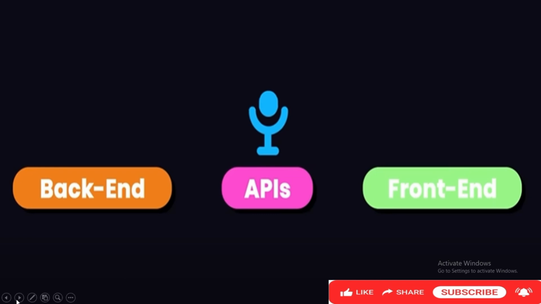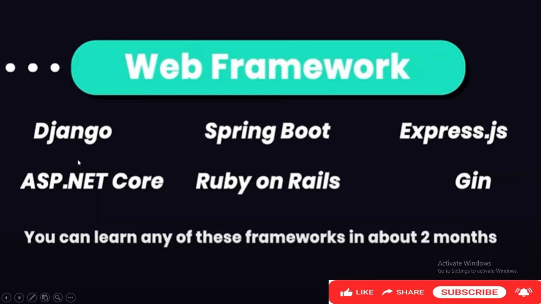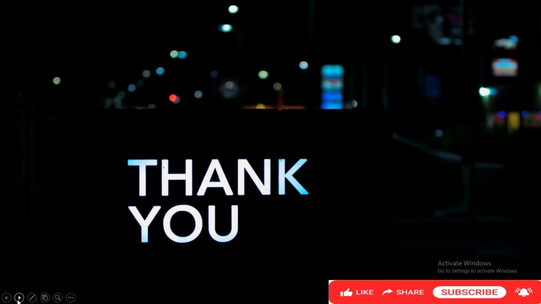Now, if you have a solid background in the programming language, you can learn any of these frameworks in about 2 months. Because we know Django is for Python, Spring Boot is for Java, Express is for JavaScript, and then we have the ones for Go and Ruby. We know all the various frameworks to be able to learn. So you can learn any of them in about 2 months. You're going to be able to know everything about a particular framework, which is beautiful.